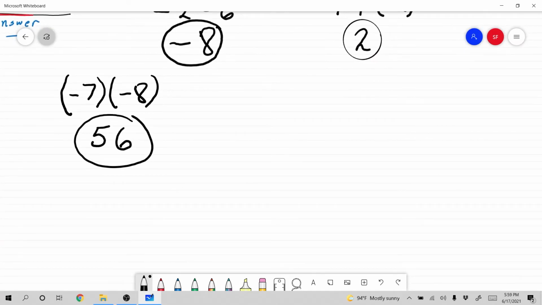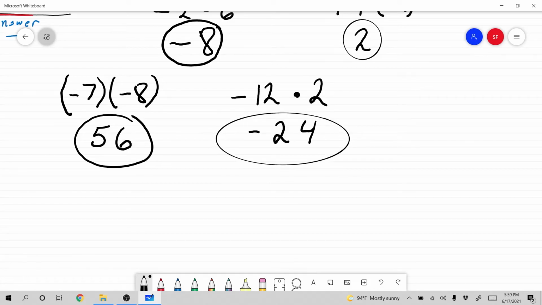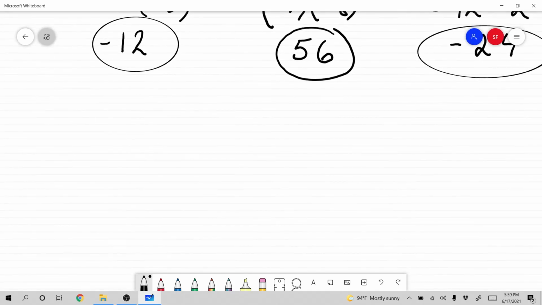One more multiplication, just to make sure we've got this. Let's do negative 12, times, using that dot operator, 2. So we're going to multiply. 12 times 2 is 24. Different sign, so look how that goes together again. The answer is negative. Let's do some division ones real quick.